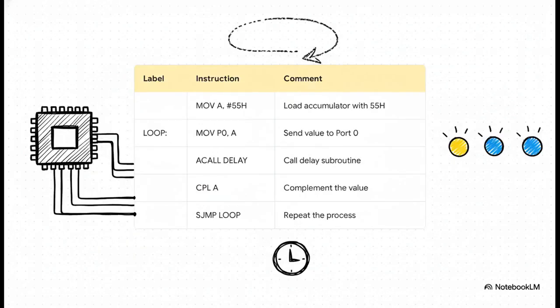Let's look at some quick code to see this in action. First, we load the accumulator with the hex value 55. In binary, that's 01010101, a nice alternating pattern, right?